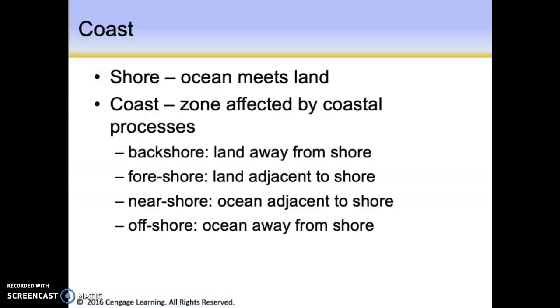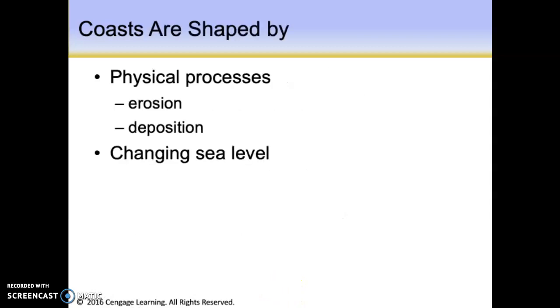First of all, what is the coast? Well, the coast starts at the shoreline. That's where the ocean meets the land. Right next to that shoreline, we have the nearshore, which is the part that's underwater, and the foreshore, which is the part that's dry. And then as we move away from that, we get the backshore and the offshore. So altogether, those are the four parts that make up the coastal zone.